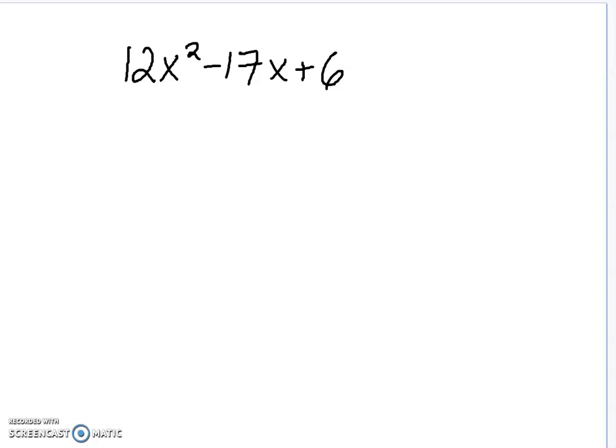We are factoring once again, but this time we're looking at factoring when there's a value in front of x squared. And in this case, I always start off by looking to see, is there a greatest common factor that I can factor out? And 12, 17, and 6 have no numerical common factors other than 1, and there's no variables that can be pulled out. So that leads us to the fact that we are going to have to be doing some decomposition.